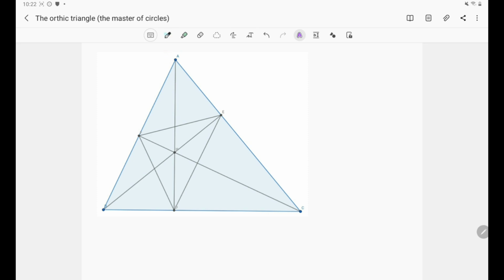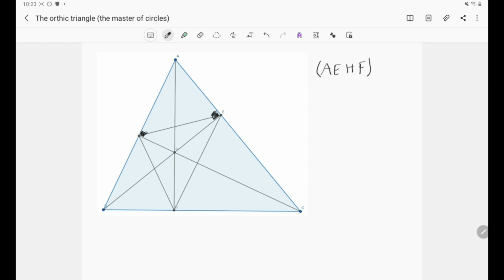Well, let's find out. The first one actually is AEHF. So let's write it here. AEHF. This is in fact a cyclic quadrilateral. But why? Well, actually the reason is very simple. Remember, BE is an altitude, right? That means that this angle is a right angle, right? This one here. And also, CF is an altitude. That means that this angle is right.